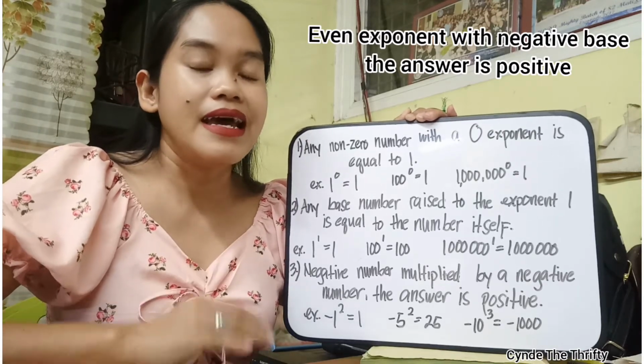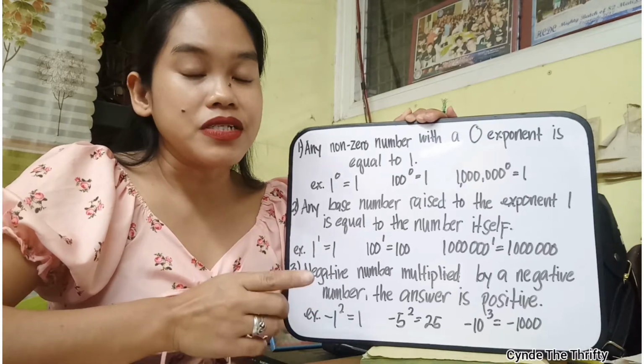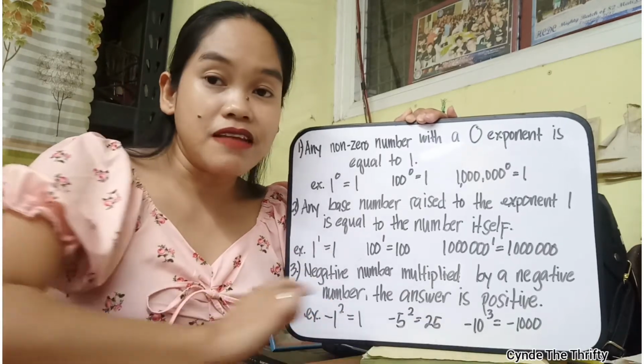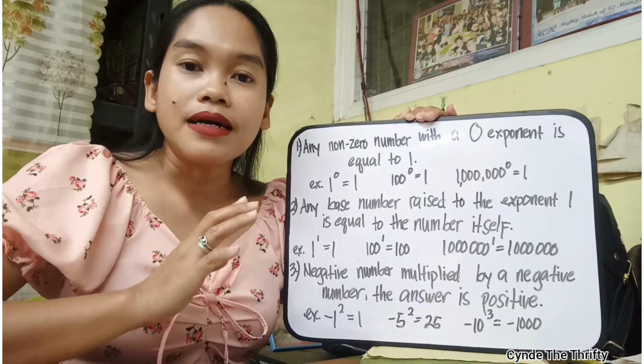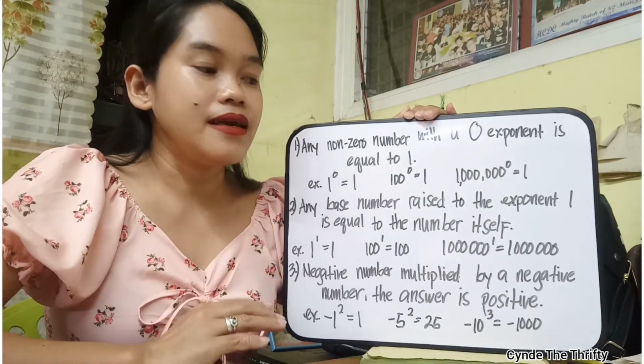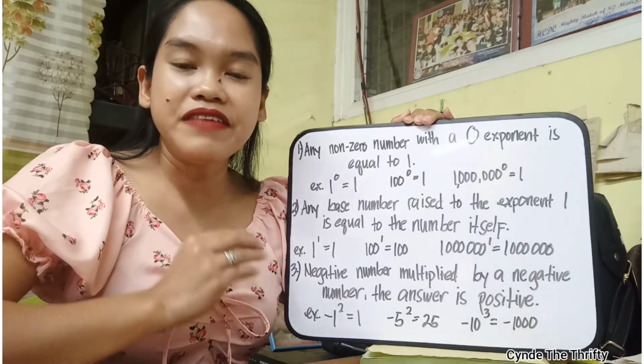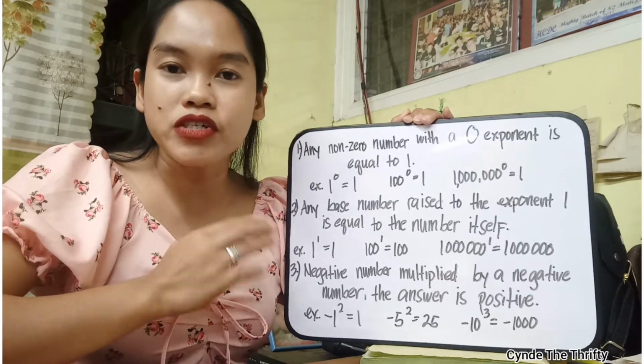So, tatandaan natin yan. Kapag odd yung exponent mo, of course, automatic, ang kanyang sagot is negative, when we are speaking about negative base, ha? And kapag even naman ang kanyang exponent, of course, ang kanyang sagot is magiging positive. So, ito yung mga points na dapat nating tandaan in giving the value of a number expressed in exponential notation.